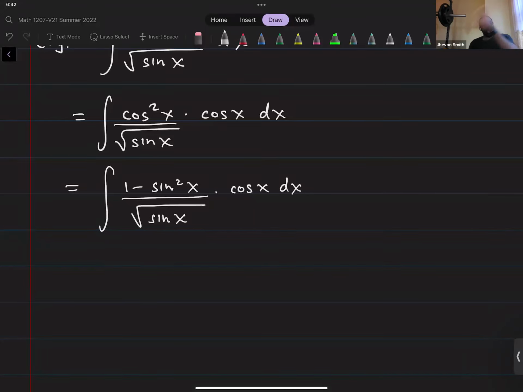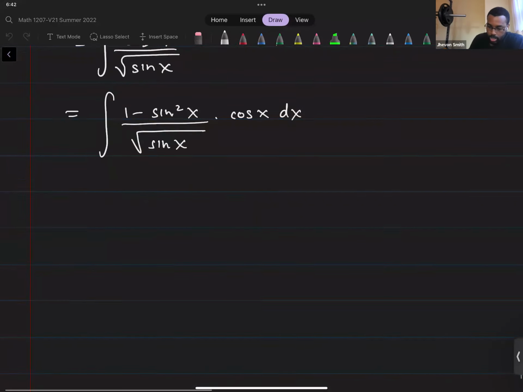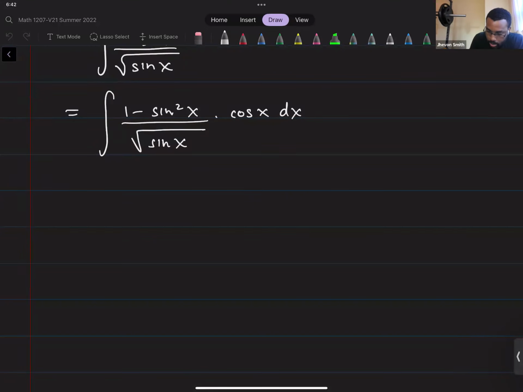And now you see with that cosine isolated to the side, I can now do a substitution for the sine function. And my cosine dx would be the du function. And I'd have something that's a lot more manageable, right? So at this point, I can do something like u squared equals sine x, 2u du would be cosine x dx.